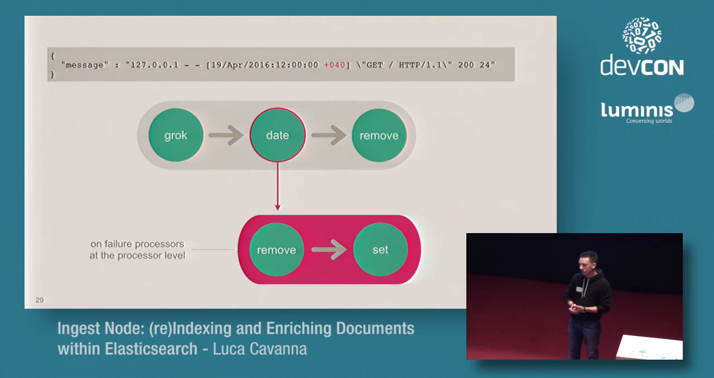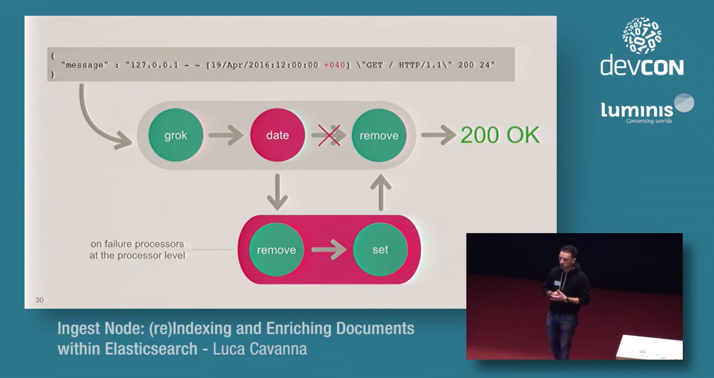And the idea would be then that if I send again this document, I could say, okay, because I know that the date is broken, I want to remove that date. I don't know what to do with it. And maybe set another date or set another field. Whatever. It really depends on your business logic and what you want to do with that specific failure.